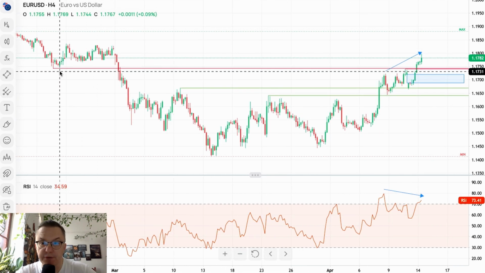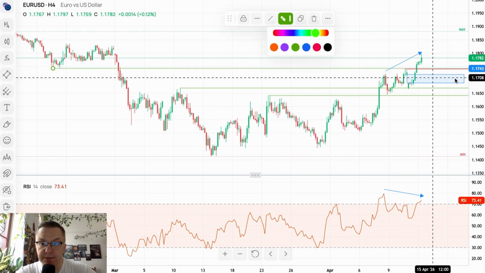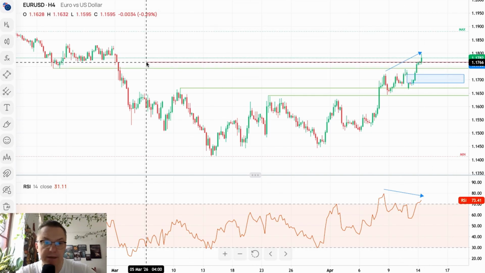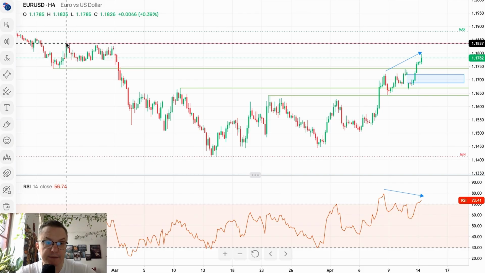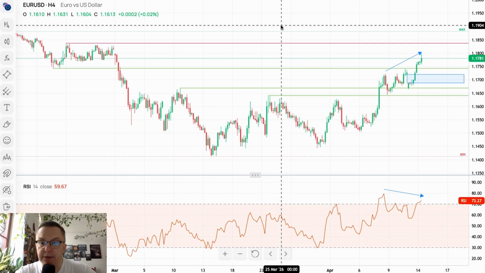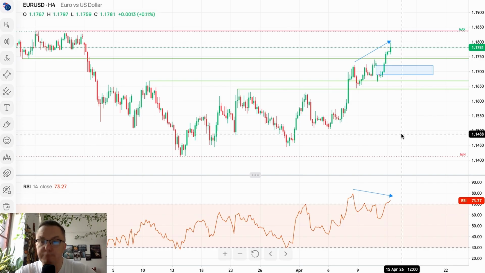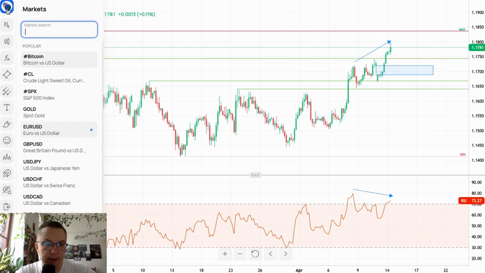We broke above the technical resistance. Now this is going to be, of course, the support. Let me just place this line. There you go. This is the next resistance here. It's located at 1.1835, and this is the next target for the bulls. So the outlook on euro dollar remains bullish, risk on.